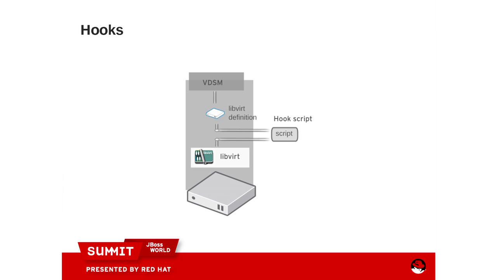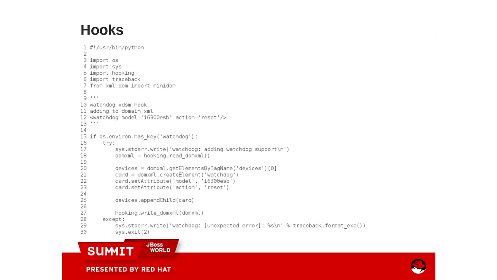So then VDSM is told to run a VM. It's passed the VM's configuration and the custom properties. It then passes that libvirt XML definition to the hook script. The hook messes with it, makes a change, maybe even rejects the operation, and then passes that XML to libvirt.